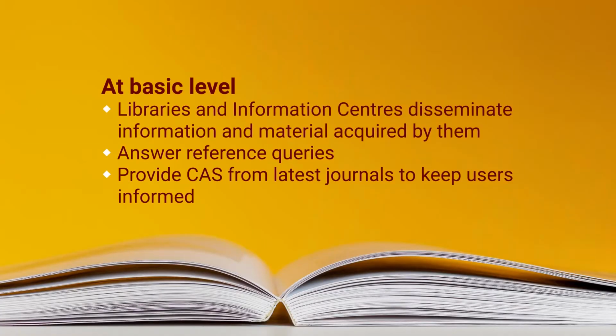At the basic level, libraries get information either in hard copy or in soft copy form and disseminate it. Then they answer reference queries and provide different kinds of current awareness services, like news clipping service, like what comes to your library, or maybe current content service.